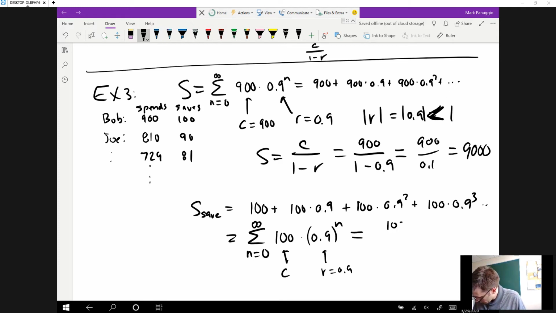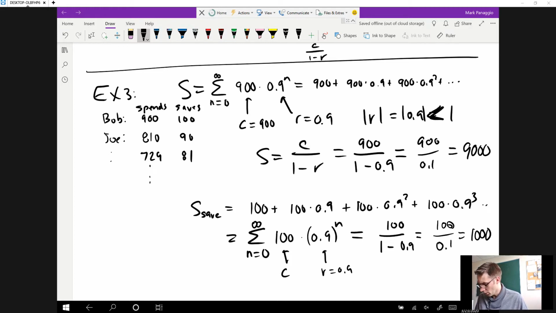And so we would have 100 all over 1 minus r, which is 100 over 0.1, or 1,000. And perhaps that should not come as a surprise. $1,000 was the amount that Bob received in the first place. And so ultimately, if you think about everybody who receives money, a total of $1,000 gets saved, but $9,000 ultimately is what gets spent. So giving him $1,000 induced a whole lot more spending than it did savings.